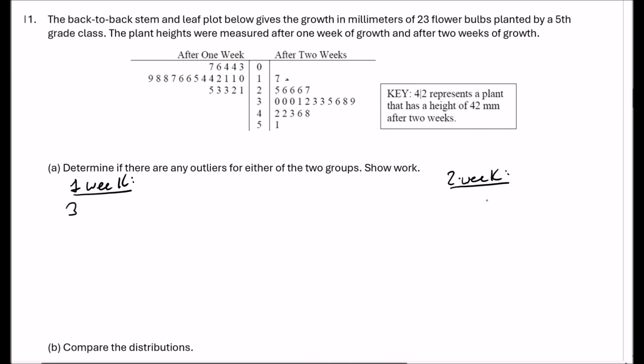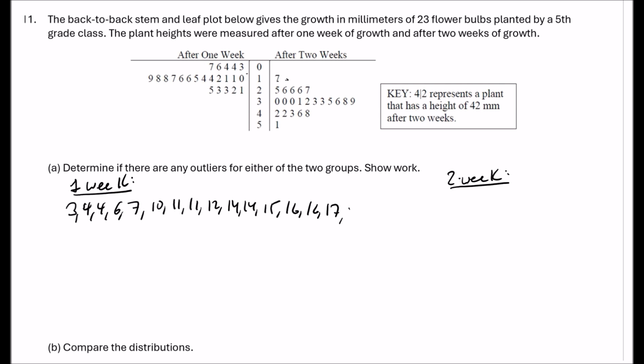All right, so let's list out the values. We have 3, 4, 4, 6, 7. Then we have 10, 2 11s, 12, 14s, 15, 16, 16, 17, 18, 18, 19. Now you don't have to list them in order like this, but I figured it's a little bit easier to list them for some people. So I decided to just list them out. Now we have 21, 22, 23, 23, and 25.